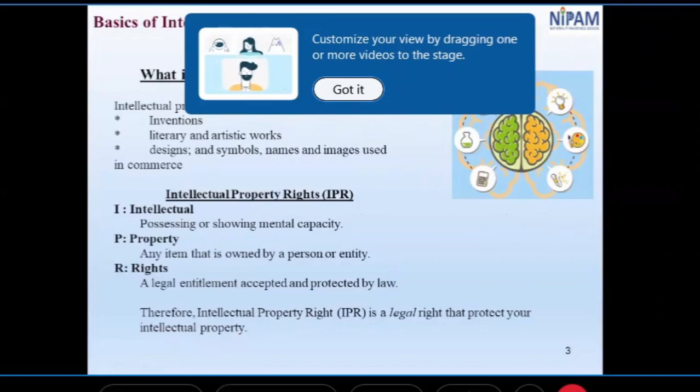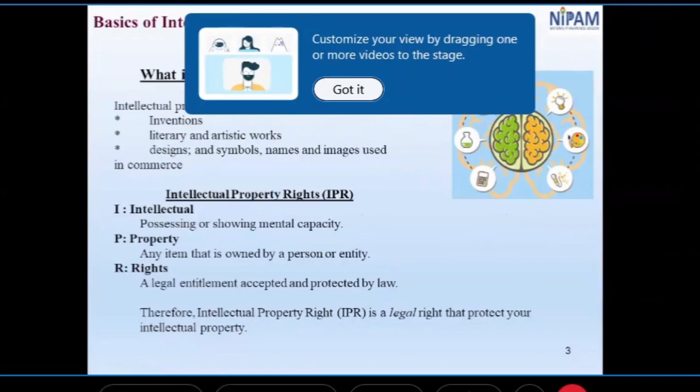So intellectual property rights: first, I represents intellectual, possessing or showing some mental capacity. P is property, any item that is owned by a person or entity. Property is a common English word, so we all know about that. Right is a legal entitlement accepted and protected by law. So what exactly is right? Right means ownership. It's a common English word, we know what exactly right is.